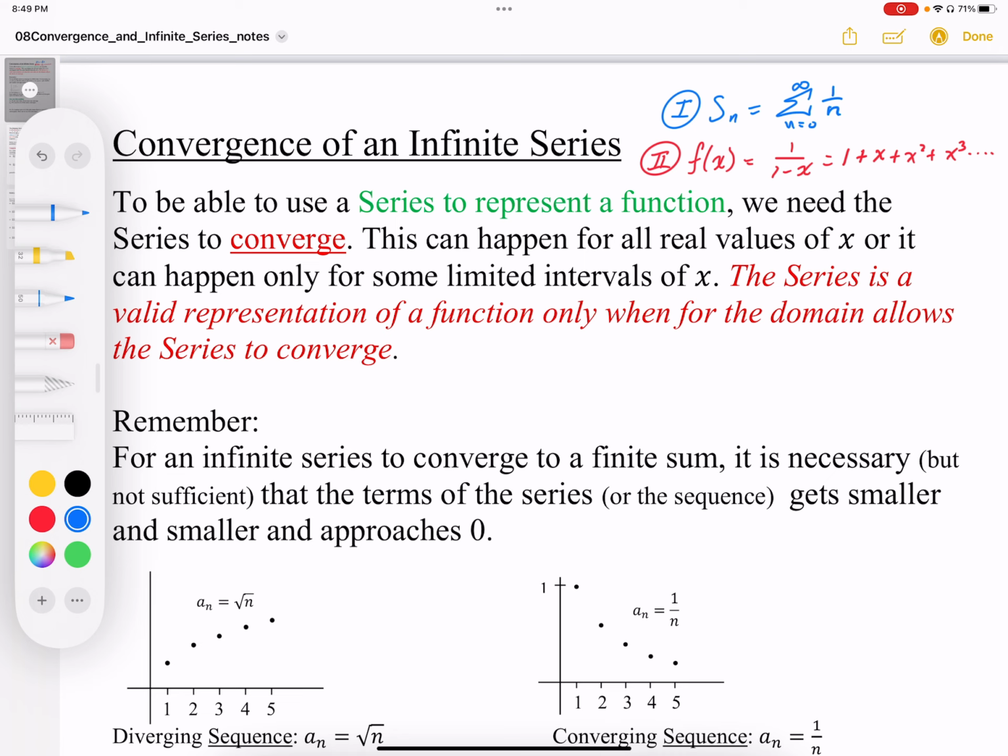It can also happen only for some limited intervals of x, a limited domain, such as the power series, which was only good for certain values of x. But the important part is that when they did converge, we can use them to represent these pieces of functions. So convergence is key, and we're going to talk a little bit about convergence to start.